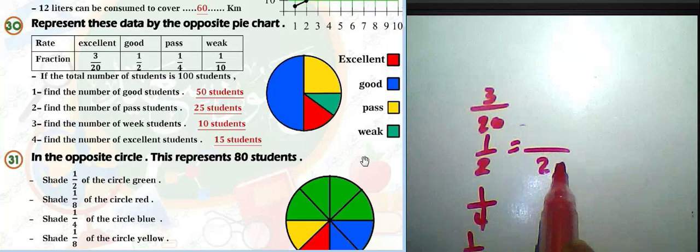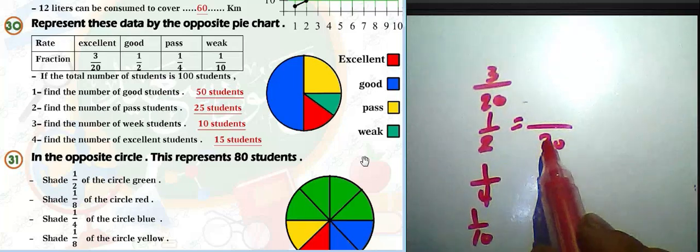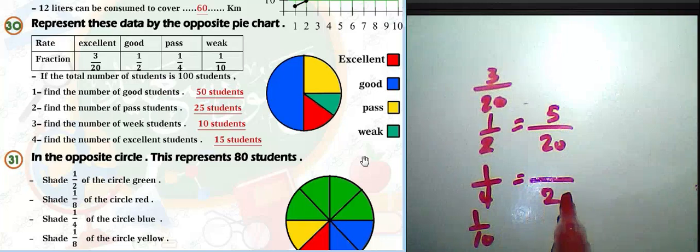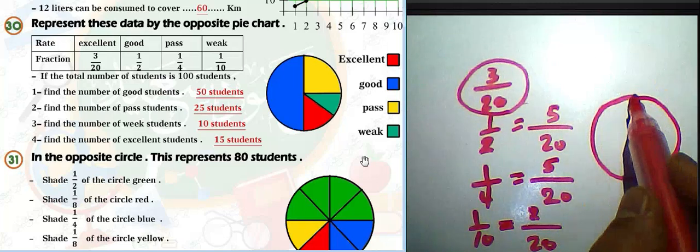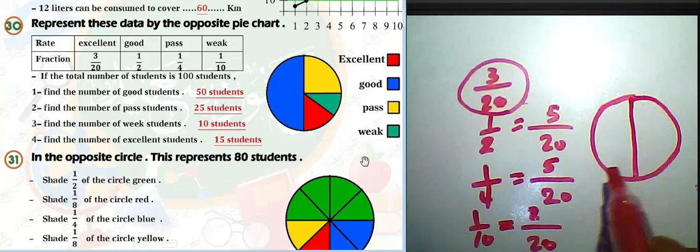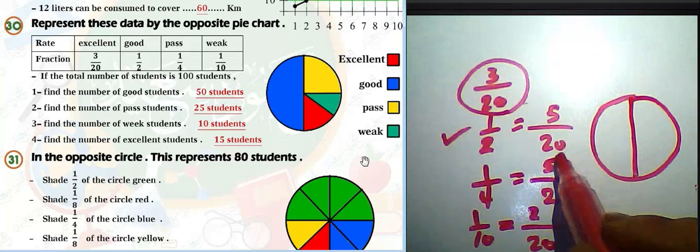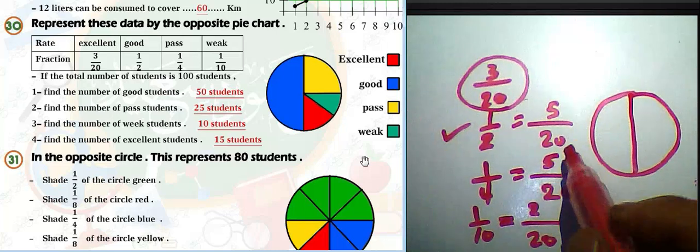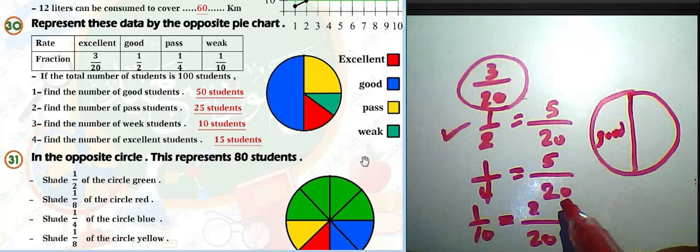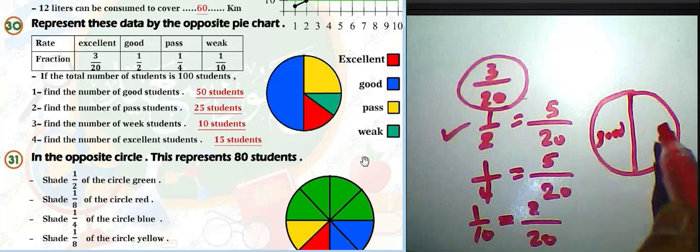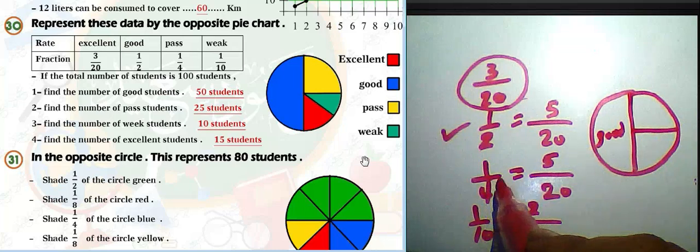We can write the least common multiple, 20. 2 times 10 equals 20, 1 times 10 equals 10. Write 20 here. 4 times 5 equals 20, 1 times 5 equals 5. Write 20 here. 10 times 2 equals 20, 1 times 2 equals 2. And we have 3 over 20. So if you want to find the fraction, you must divide. 10 over 20, it's a half. Good, okay, good. Half. And 5 over 20 we can convert to a fourth.